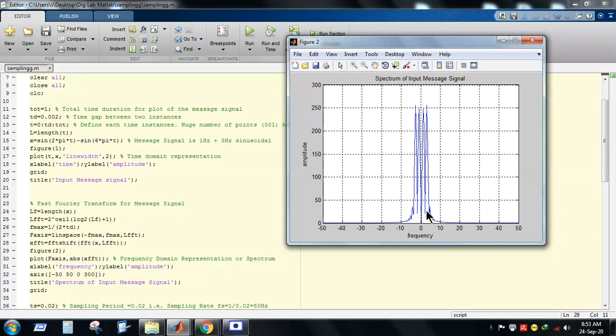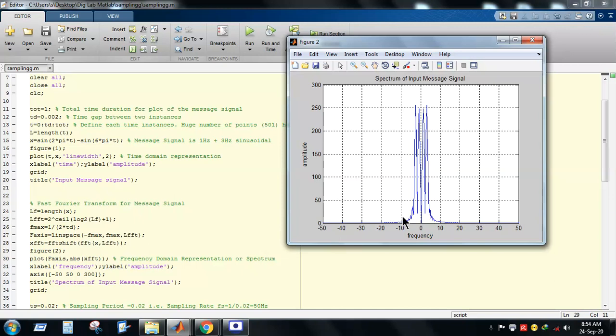So for practical purposes, for theoretical reasons, the Nyquist rate will be 6 hertz. But as we can see, the practical bandwidth of this signal is 10 hertz, so the minimum required sampling rate will be 2 into 10, that is 20 hertz. So for practical purposes, the sampling rate should be greater than 20 hertz. Okay, clear.